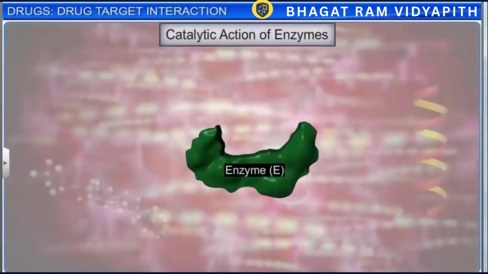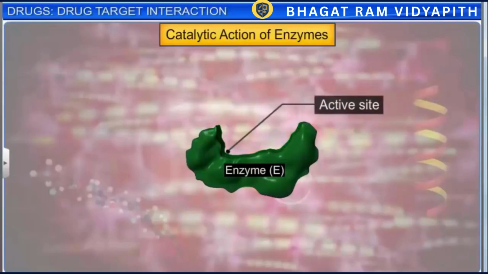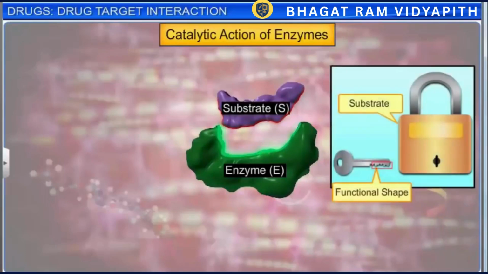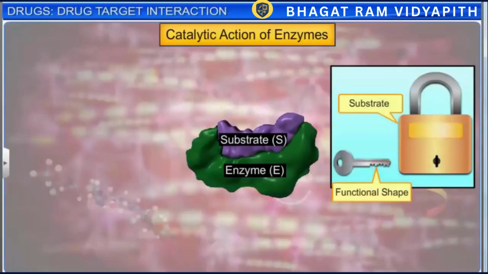In order to understand the interaction between drugs and enzymes, we first need to understand the catalytic action of enzymes. Every enzyme has a pocket known as the active site or binding site, which enables reacting molecules to bind to it. The reacting molecules are known as substrates. A substrate molecule has a shape complementary to that of the active site of an enzyme and fits into it just like a key fits into a lock.